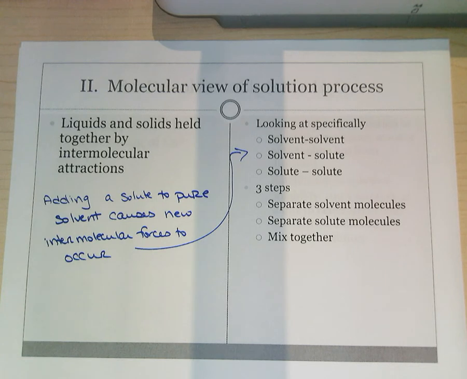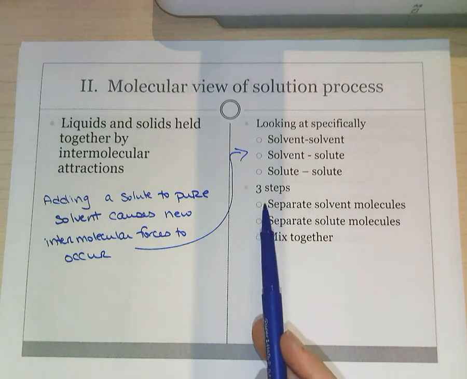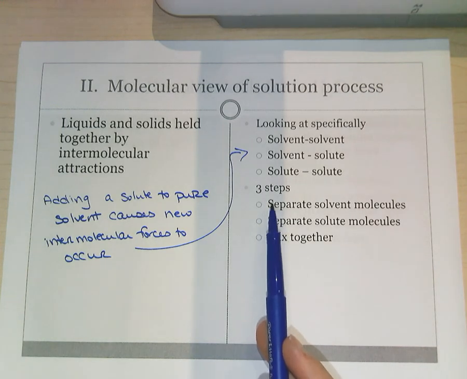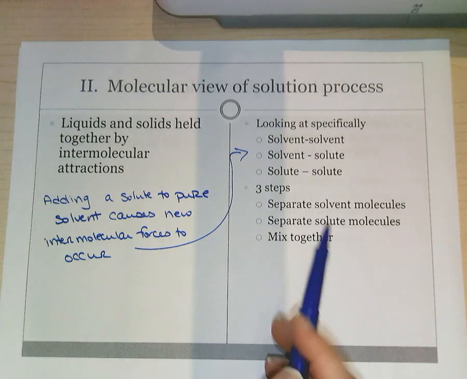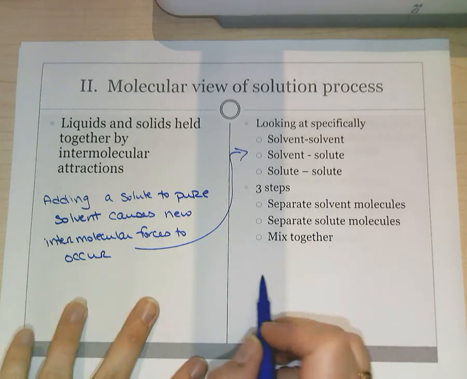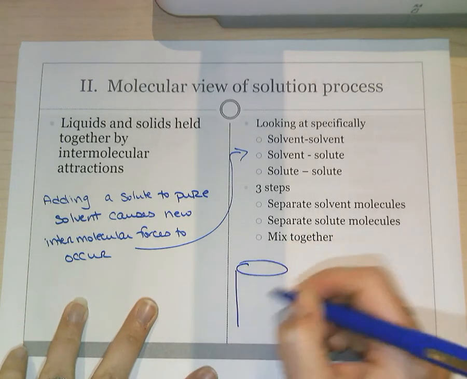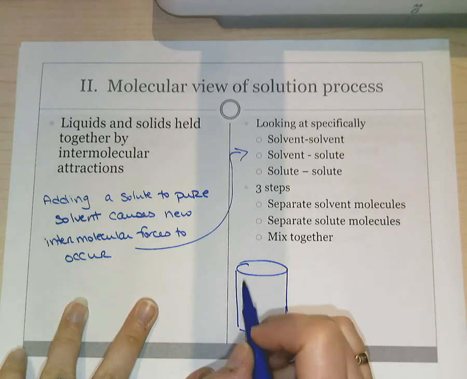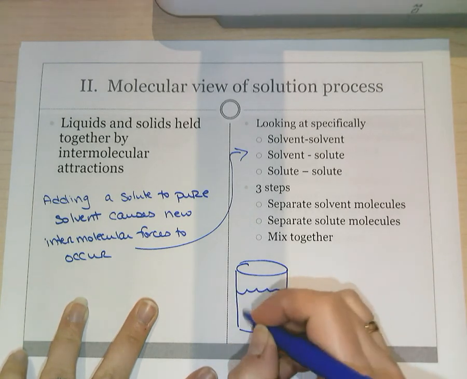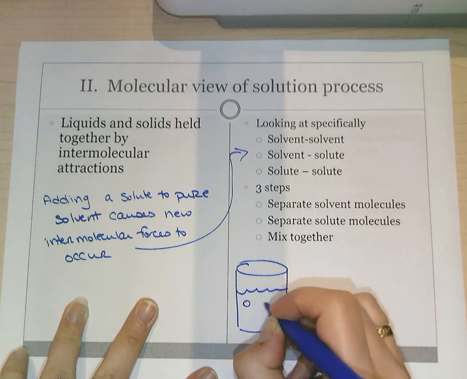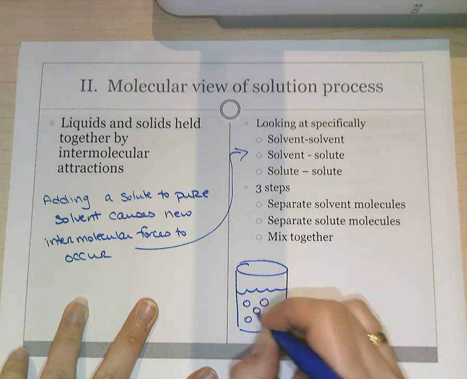And so we're going to, in this chapter, look at the 3 steps to dissolving something in solution. So if you can imagine, I'm a terrible artist, so yours probably will look better than mine. So let's imagine we have a beaker with, I'm going to do molecules of water that look like circles. There we go.